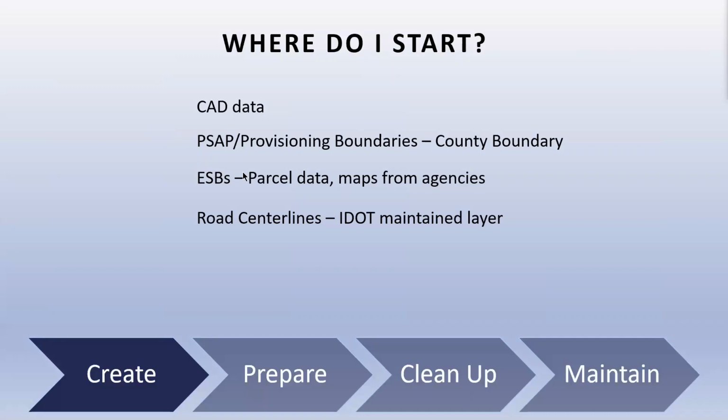Excuse me. The road center lines, your Department of Transportation probably maintains a center line layer. Maybe your county highway department would also have those. And then address points. This is really the hard one to create from scratch. So we are finishing up a project now for a PSAP where we started with parcels. We created points at the centroids of those parcels. And then we used voter lists and utility lists from the municipalities to make sure we had captured all of those addresses.